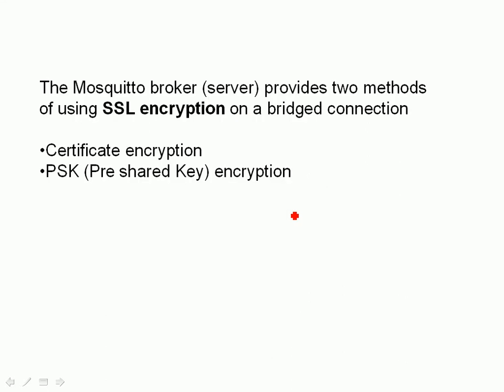Now, Mosquitto provides two methods of using secure sockets layer encryption on a bridge connection, and it's using certificates. And we covered certificates in an earlier video, and again there'll be a link in the description below. But that was configuring secure sockets layer between a client and a broker. And the other method we're going to look at is pre-shared key encryption. Now, you certainly can't do that on the Python client between the broker. The Python client doesn't support pre-shared key encryption, but you can do that between two brokers, and we're going to look at that as well.